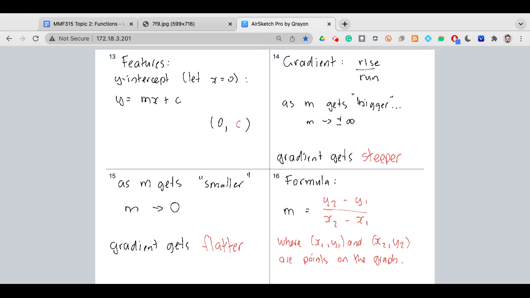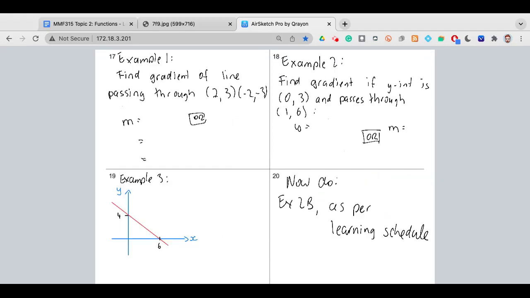And the formula makes sense. y2 minus y1 will give you the difference in y values. So that'll be your rise. And x2 minus x1 is really the change in x values, which gives you your run. So it's rise over run. Sometimes, and you can write this down if you want to as well, you probably won't want to, sometimes I write it down as delta y over delta x. And delta means change in. So it's change in y over change in x. That'll be useful for when we do calculus, but not so much now. So delta equals change in.